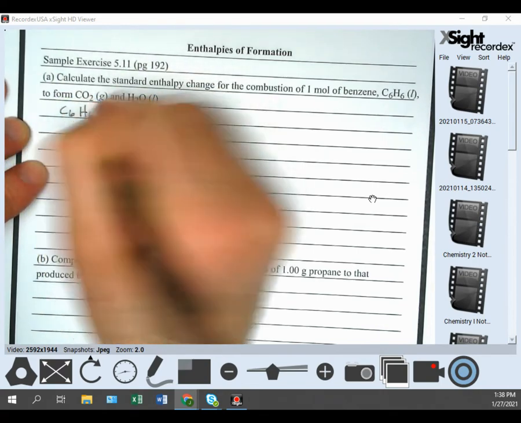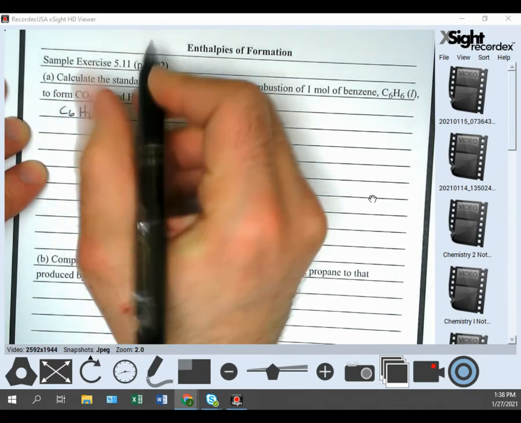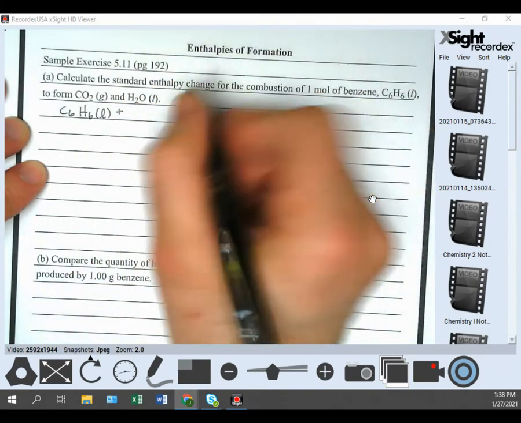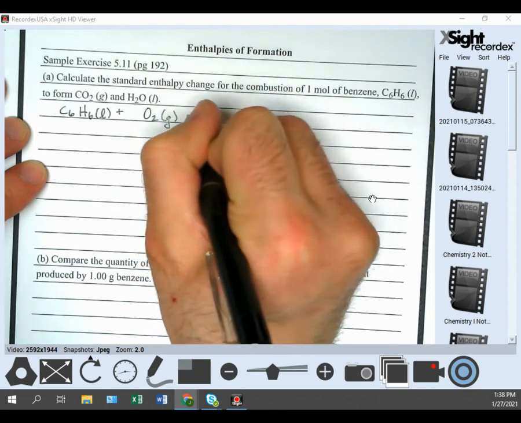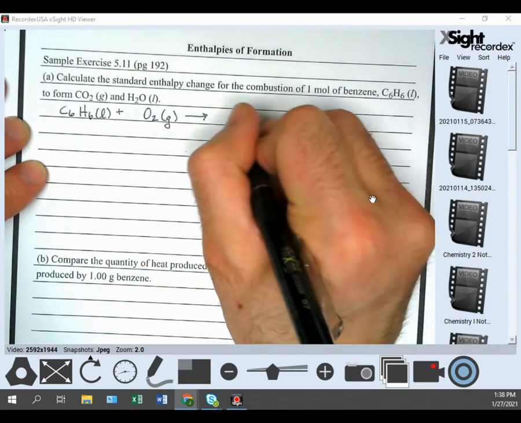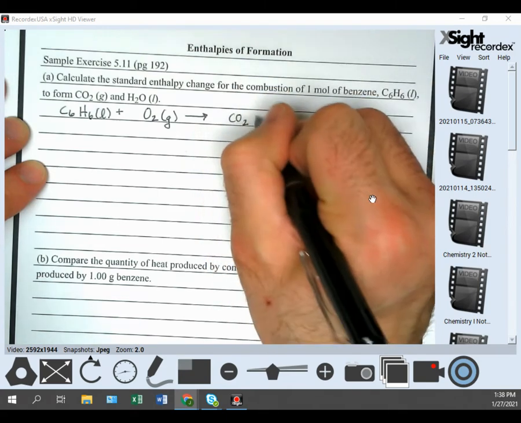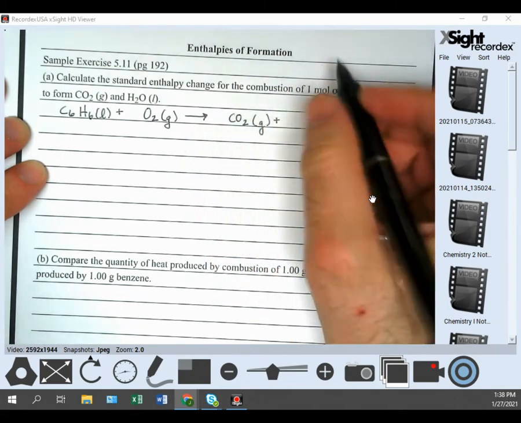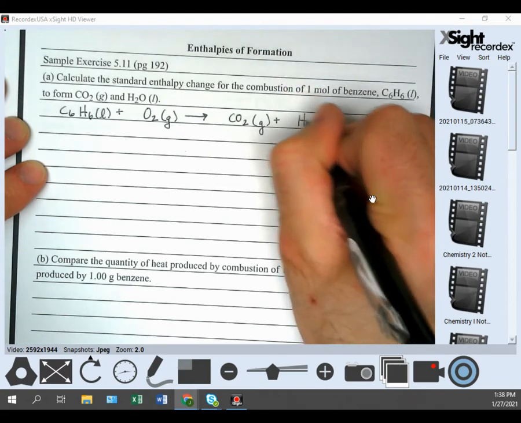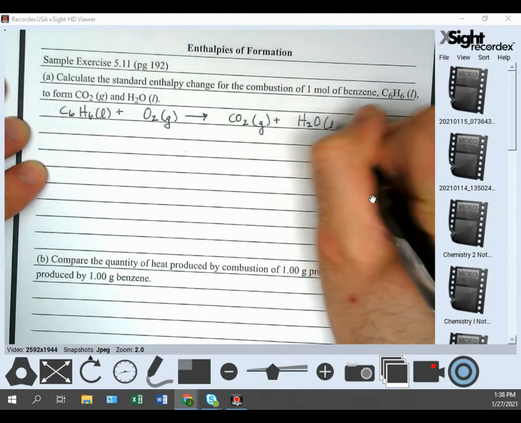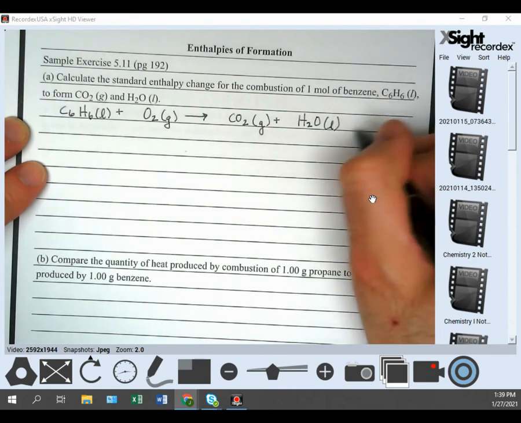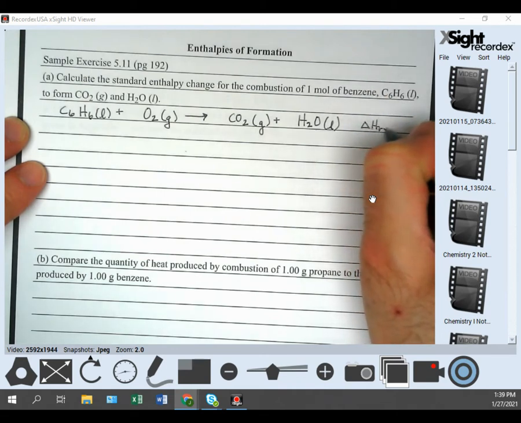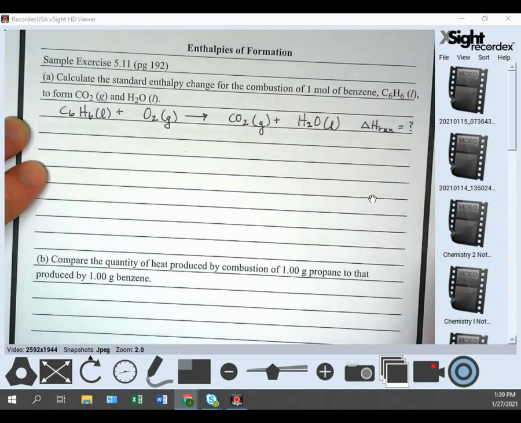Okay, so it's combustion. So we've got C6H6 liquid plus O2, and I'm leaving space for balancing, gas, because it's combustion, yields CO2 gas and H2O liquid. All right. And we don't know what the delta H of the reaction is, right? That's what we're trying to find out.